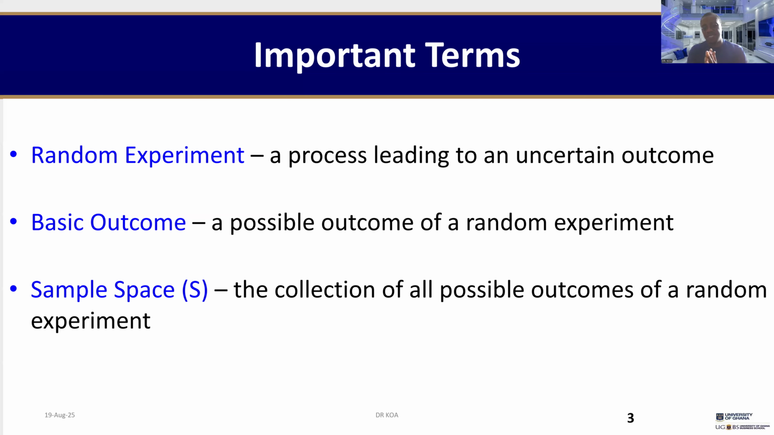A random experiment is something you do where you don't even know what is going to happen. For example, sometimes two football teams are going to play football, and you say, what is going to be the score? You're only predicting. You don't know the outcome.